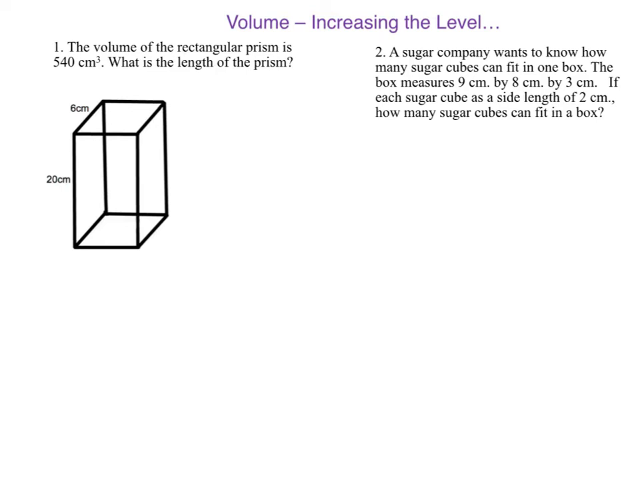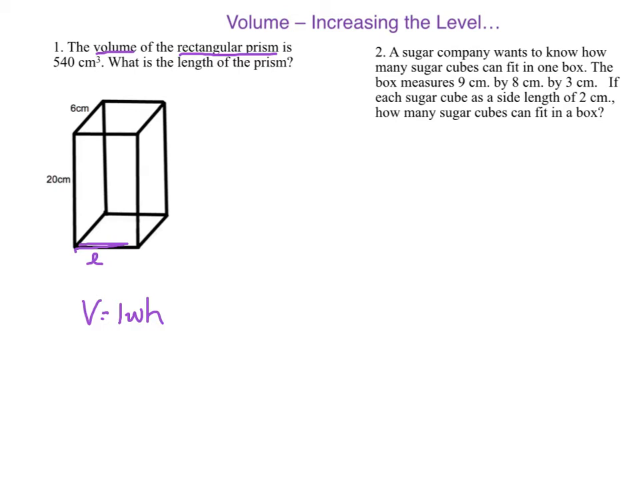So here it says the volume of the rectangular prism is 540 cubic centimeters. What is the length of the prism? So right now, I don't know this length. I'm going to label it L. What I do know is I see we're talking about volume, and I see we have a rectangular prism. So automatically that tells me volume equals length times width times height. Automatically I write my formula.